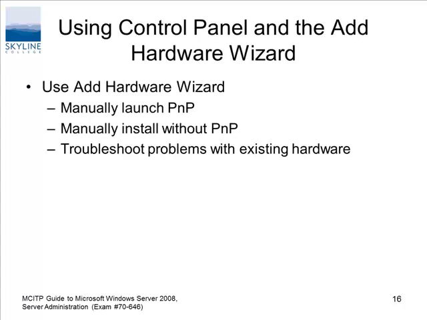If you need to use the Add Hardware Wizard, manually launch plug and play, manually install without plug and play, troubleshoot problems with existing hardware. It's hard to install stuff anymore that doesn't support plug and play, because plug and play really started with the PCI bus, I think, and you can't get anything with the old ISA stuff in it anymore because they don't even make that bus, which is good for us. But you would have to add those things. Some PCI was still that way. If you got some really old stuff, you'll have to add it and go tell it what it's actually using.